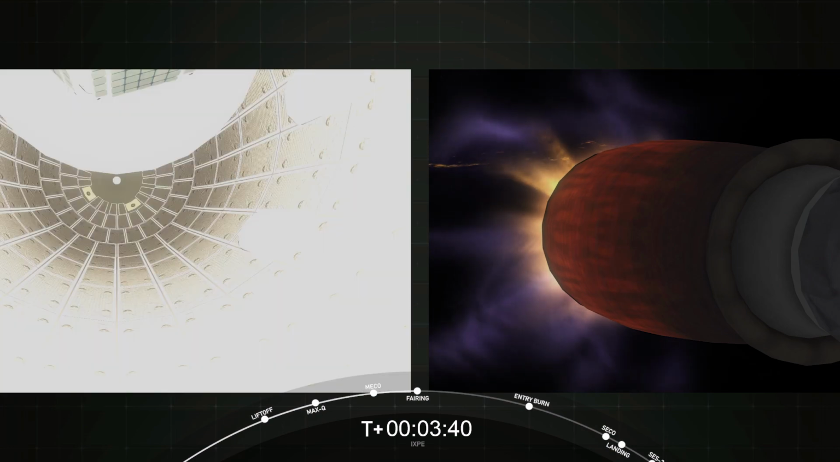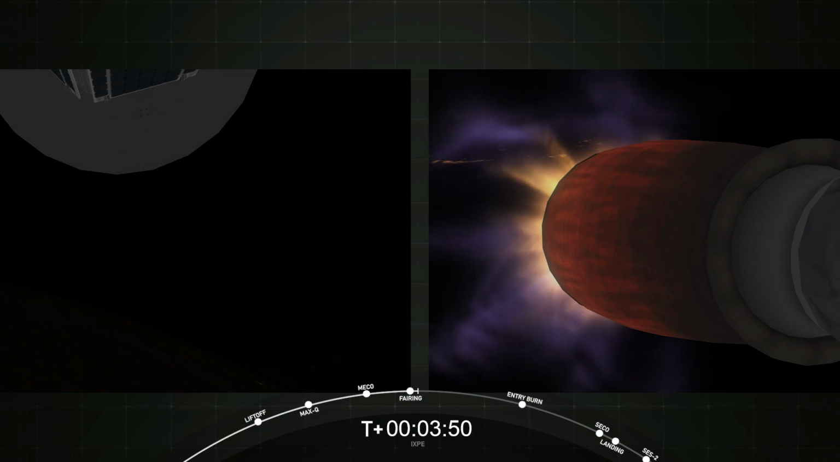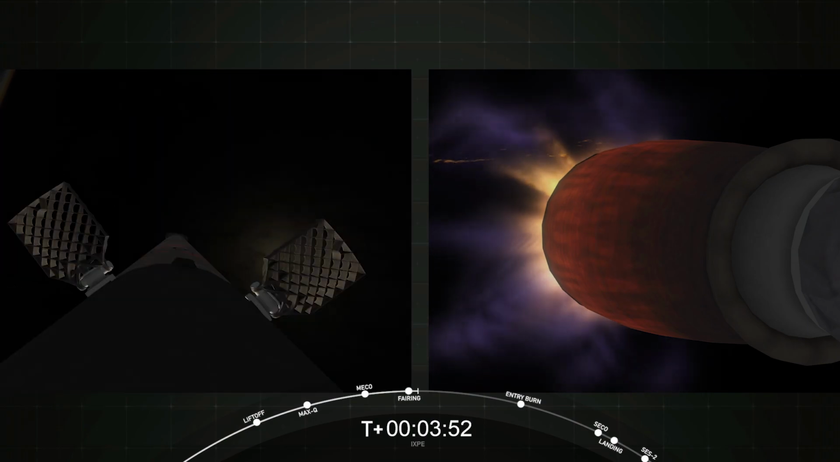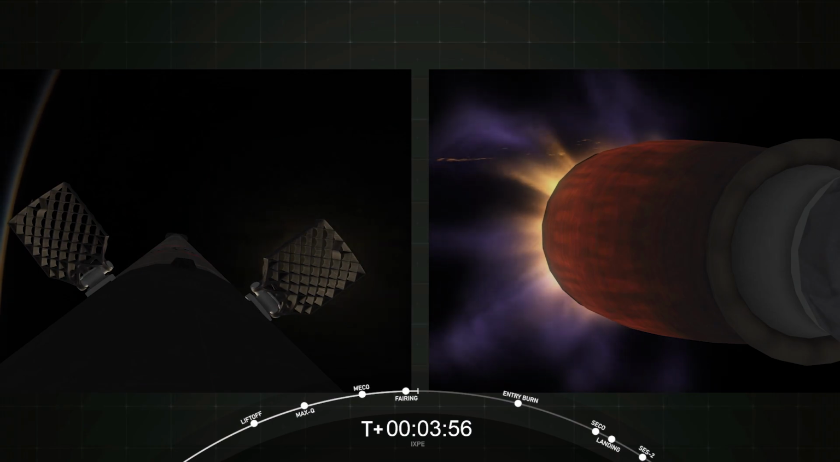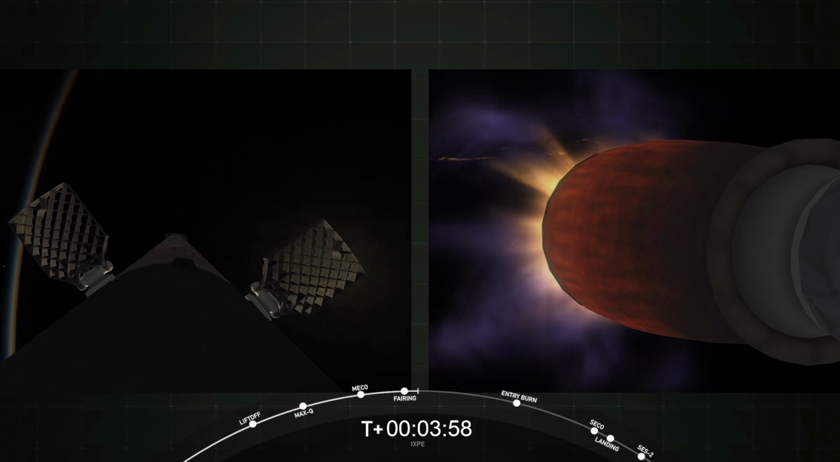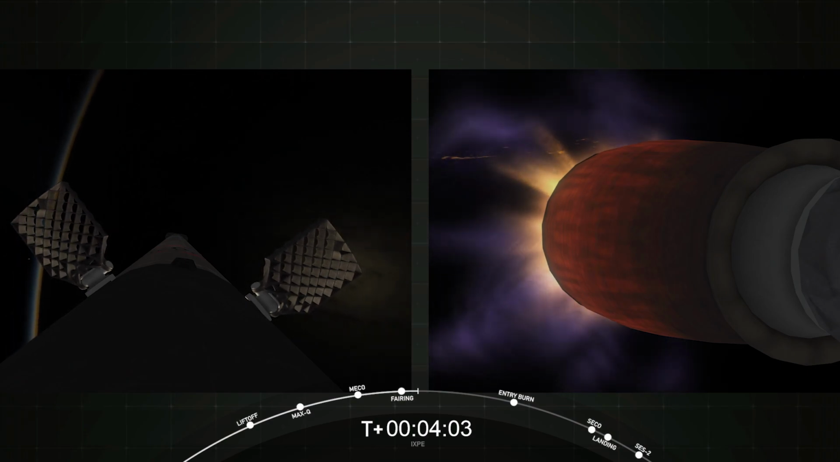Fairing separation confirmed. There's confirmation of the fairing deploy, the IXPE satellite now getting directly exposed to the vacuum of space. And those fairing halves, again, we'll be attempting to recover with our recovery vessel named Bob, which is out in the Atlantic Ocean.